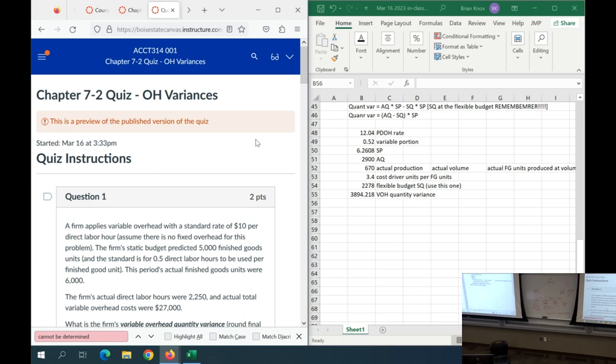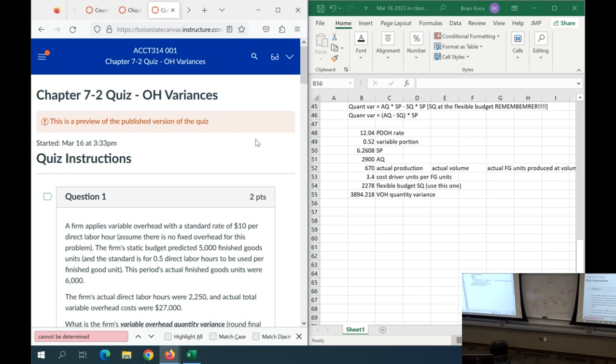Okay, so this one: the firm applies variable overhead at a standard rate of 5.75 per direct labor hour. No fixed overhead costs. The static budget predicts 600,150 finished goods units. Standard is half a direct labor hour per finished goods unit, so half of that 600,150 would be our static budget standard quantity. We actually produce 590,000 finished goods units, and actual total variable overhead costs were 1.75 million. Okay, so we're looking for price variance. Price variance is actual price minus standard price times actual quantity.